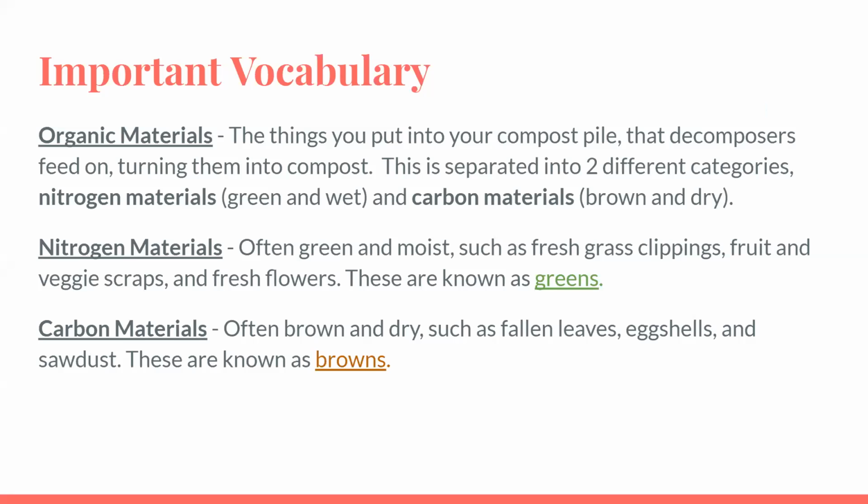Nitrogen materials. These are often green and moist, such as fresh grass clippings, fruit and veggie scraps, and fresh flowers. These are often known as greens. Carbon materials. These are often brown and dry, such as fallen leaves, eggshells, and sawdust. These are often known as browns.